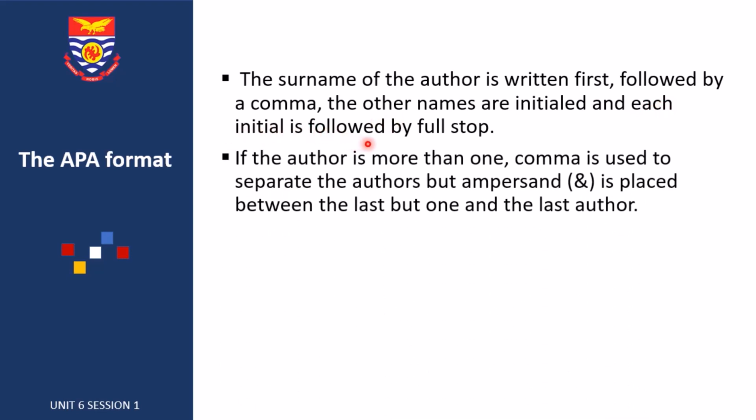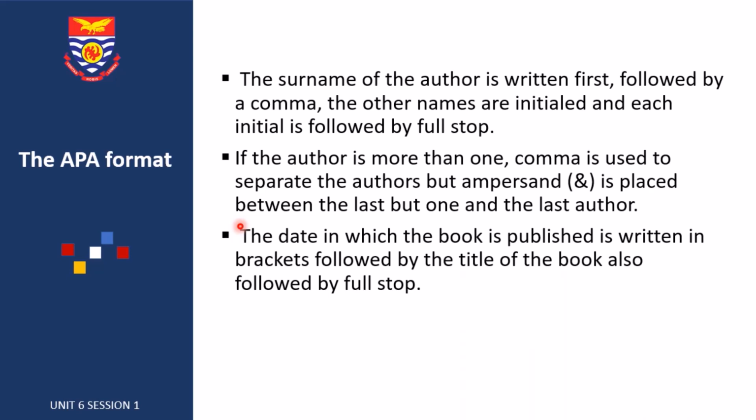If the authors are more than one, a comma is used to separate the authors, but an ampersand, that is this sign, is placed between the last but one and the last author. Then you write the date in which the book is published. You write it in brackets and you follow it up by the title of the book, which is also followed by a full stop.